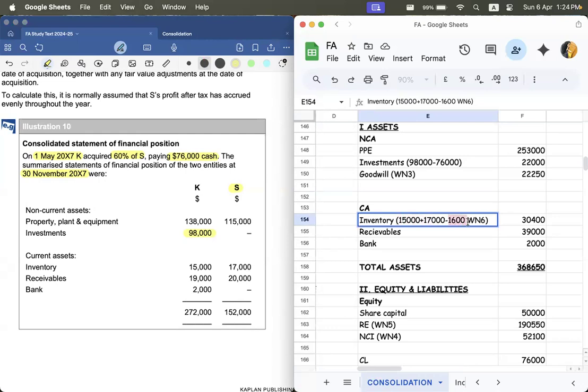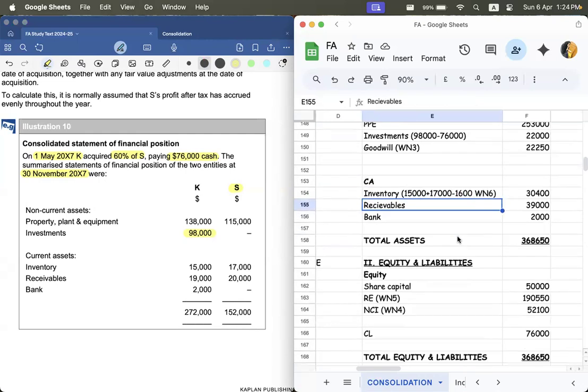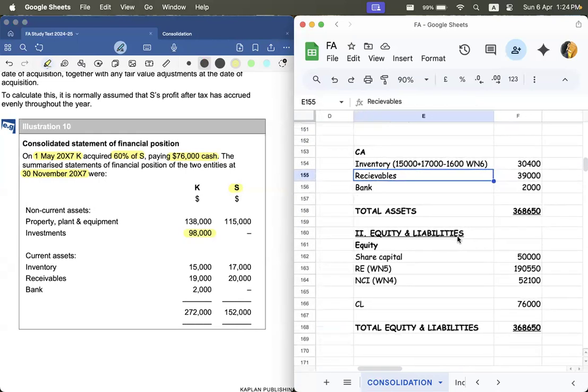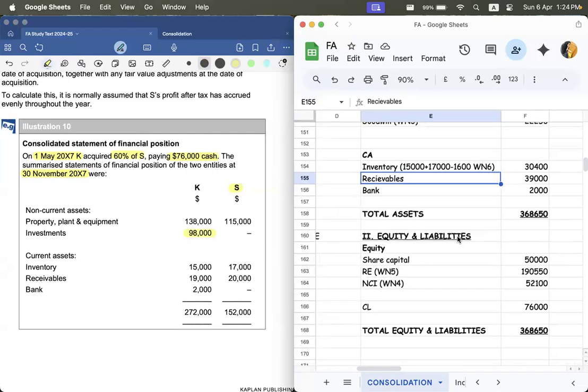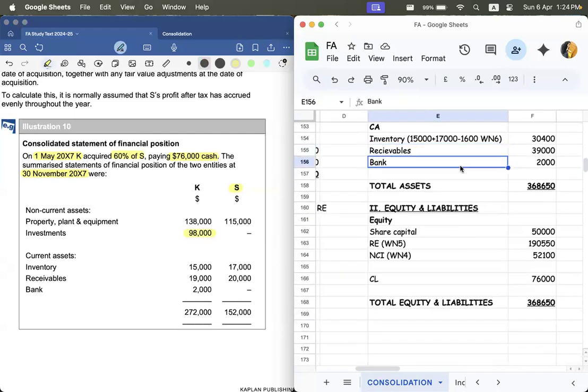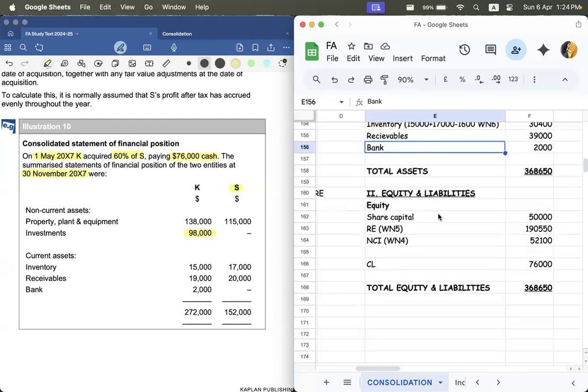And receivables, they have not mentioned any intra-group balances in the receivables, so you have nothing to remove from both of them. And the bank also, it is there for K, but it is not there for S.